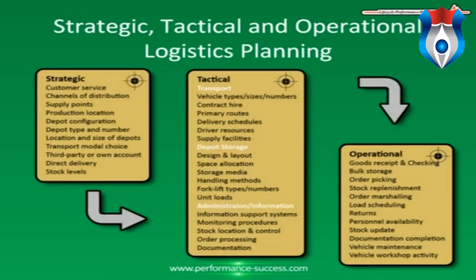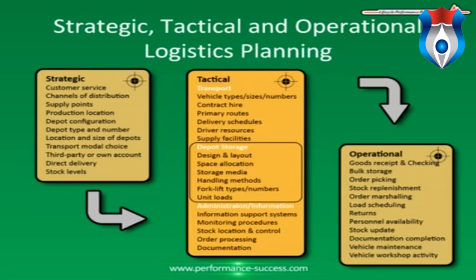Next, let's look at the main logistics elements for the different planning time horizons. In the strategic time zone, you have customer service, channels of distribution, supply points, production locations, depot configuration, depot types and number, the location and size of the depots, transport modal choice, third party or own account, direct delivery, and stock levels. Now you look at the tactical function, and here you have transport. You have vehicle type, sizes, and numbers, contract hire, primary routes, delivery schedules, driver resources, supply facilities.